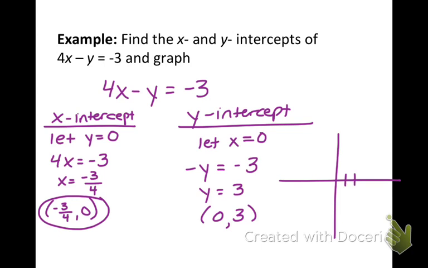So now make a really quick, lazy xy axis. I'm going to go 5 units in all directions. 1, 2, 3, 4, 5. 1, 2, 3, 4, 5. So negative 3/4, 0. That's negative, what, 0.75? So maybe right about there. 0, 3 is up here.